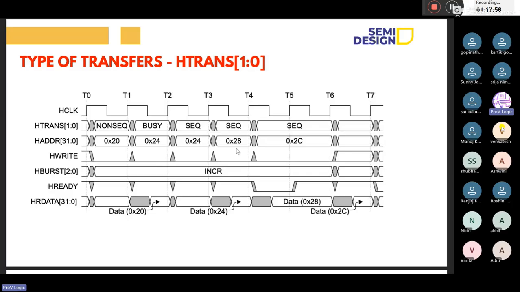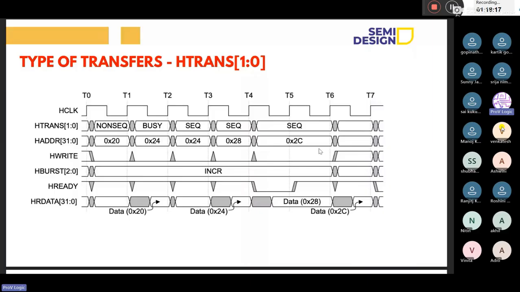Next sequence 0 into 28. Next sequence 0 into 2C. Like that it will follow 4-bit increment or 2-bit increment or 8-bit increment. It will follow accordingly. So here each one is a 4-bit increment. So 20, then 24, then 28, then 2C. Like that it is incrementing.